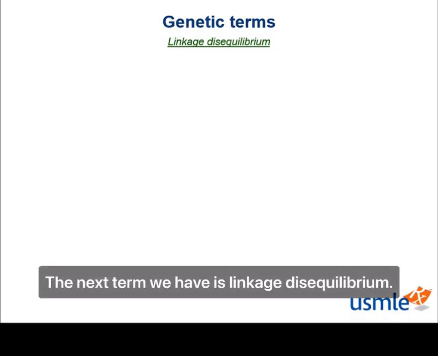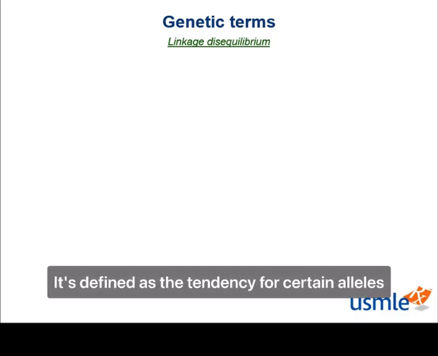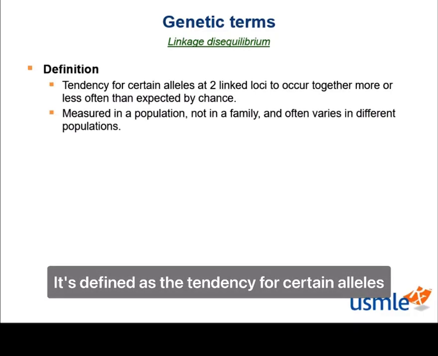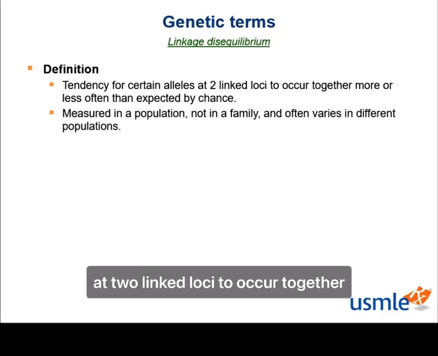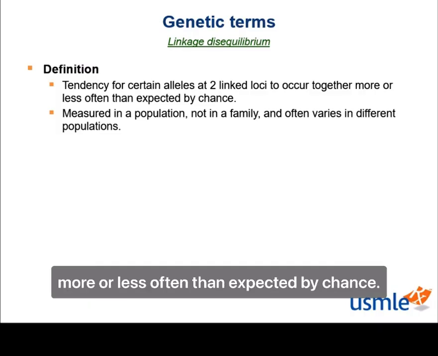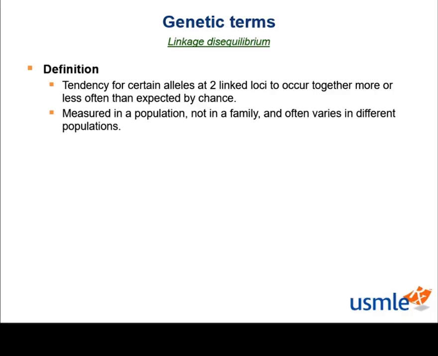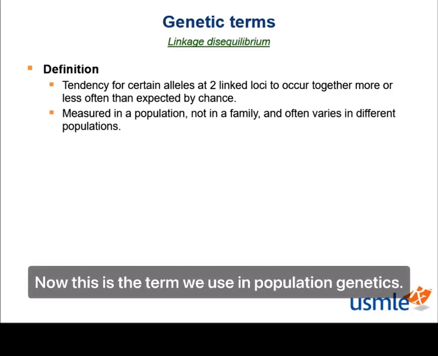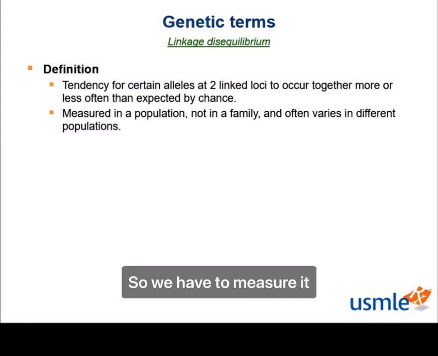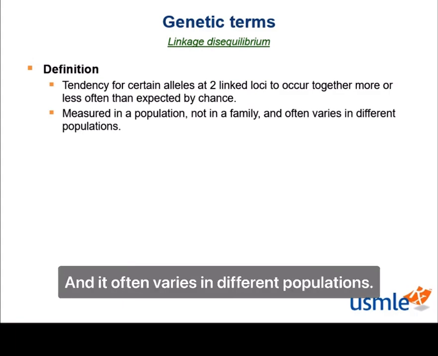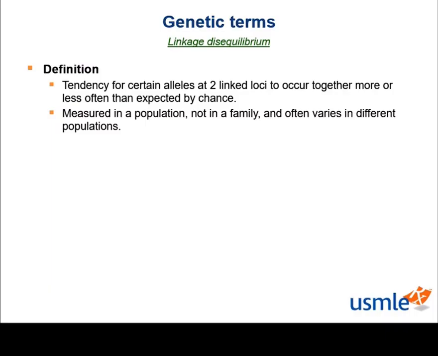The next term we have is linkage disequilibrium. It's defined as the tendency for certain alleles at two linked loci to occur together more or less often than expected by chance. Now, this is a term we use in population genetics, so we have to measure it in a population, not in a family, and it often varies in different populations.